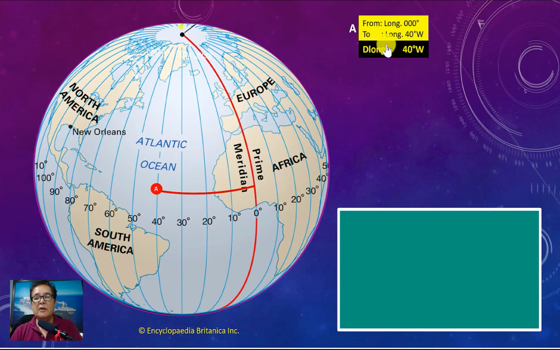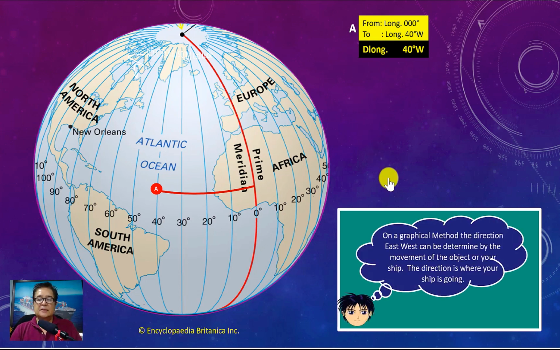DLONG is an abbreviation of difference of longitude. On a graphical method, the direction east to west can be determined by the movement of your ship. The direction is where your ship is going. In this case, it is going west. Now, let's have another example.